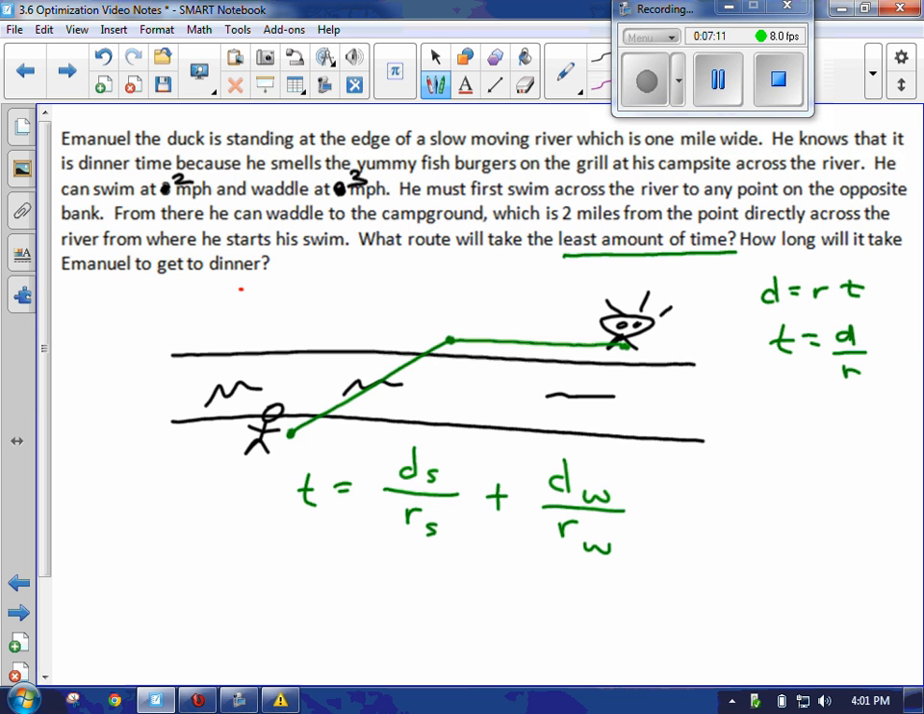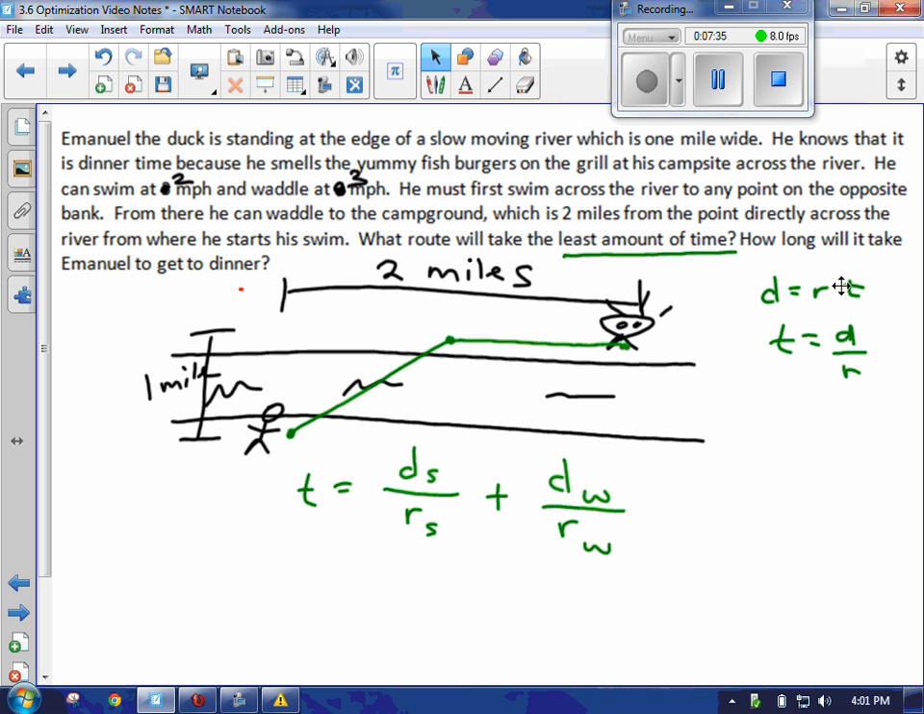So we want to get all of that in terms of one single variable. And so the best way to do that is, let's look at some of the things in the problem that I didn't put in here. The distance from him to his campsite is 2 miles. All right, and then the length of the river is 1 mile. Okay, and if you can kind of see the shape that we've got going on here, we've got this right triangle happening here.